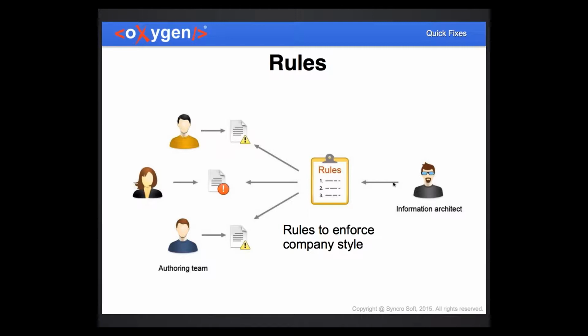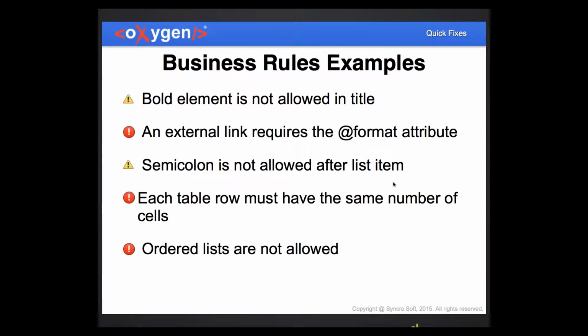And now here are a number of examples, like bold not allowed in title, as Alex presented. This was an intermediary step in the refactoring part, right, when the title remained with bold content. An external link should have a format attribute, or do not end the list item with semicolons. The table structure maybe can be checked to see if you have the same number of columns on each row, and so on. So you may decide not to use ordered list, only unordered list in your content, and so on. So these are business rules because they depend actually on the project.